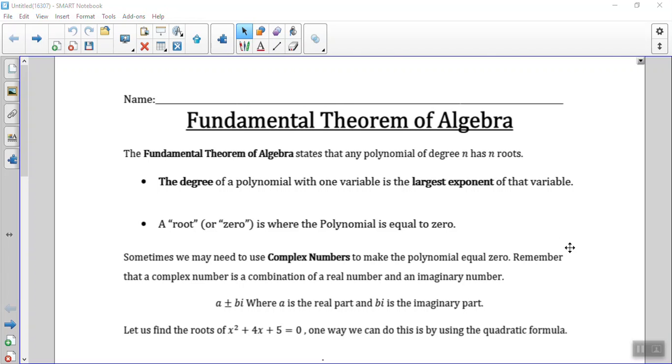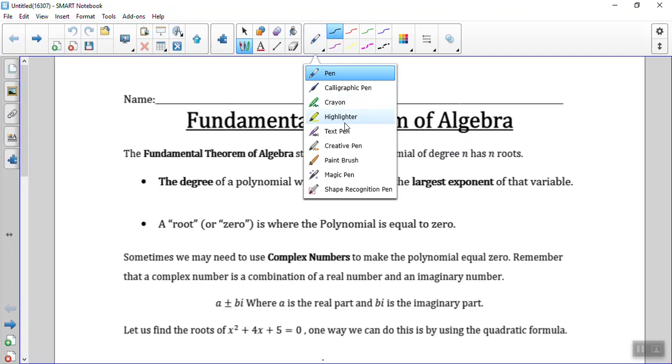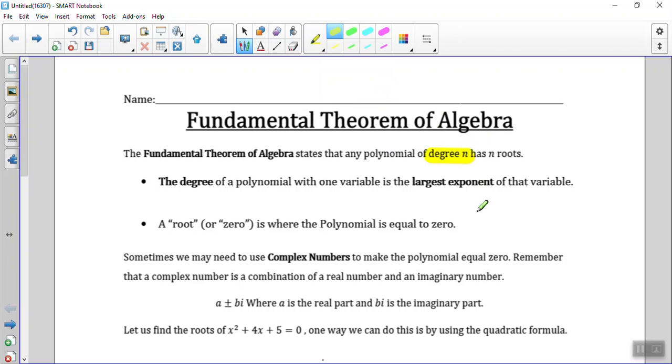Alright, so the last lesson for Unit 4 is called the Fundamental Theorem of Algebra. I have it written for you here, but basically what it says is, if you have a degree n polynomial, remember it could be a third degree polynomial, fourth degree, whatever the highest exponent is, that's how many roots it has.